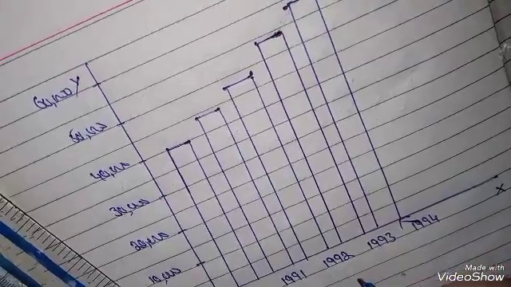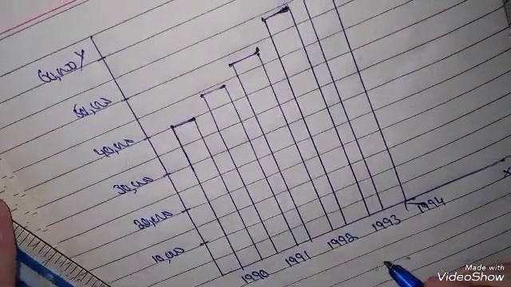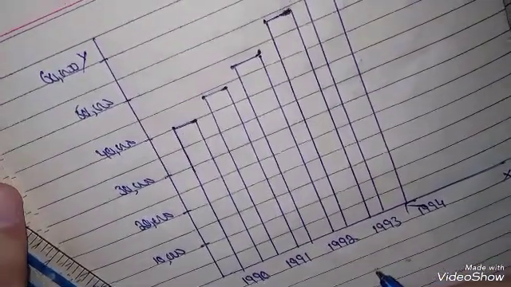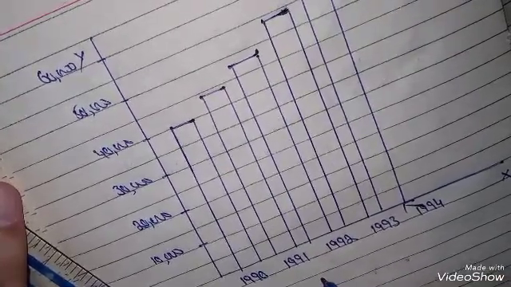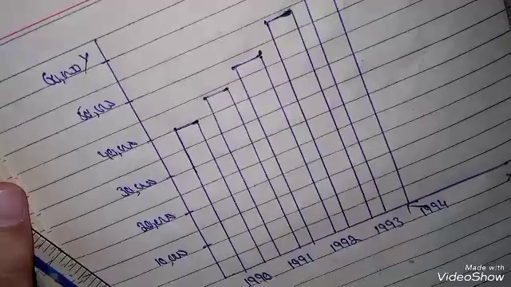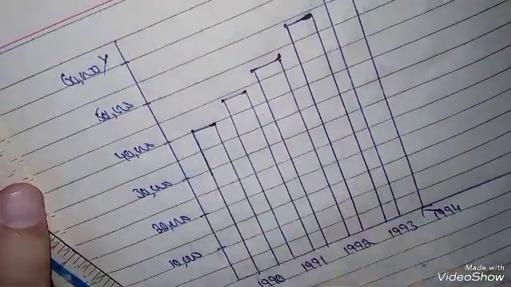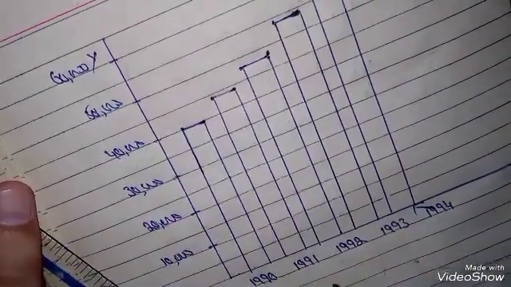I also tell you that the x-axis is an independent variable, like time. We take this as the independent variable because time is independent, we cannot control it, while the y-axis has the dependent variable. So that's all.